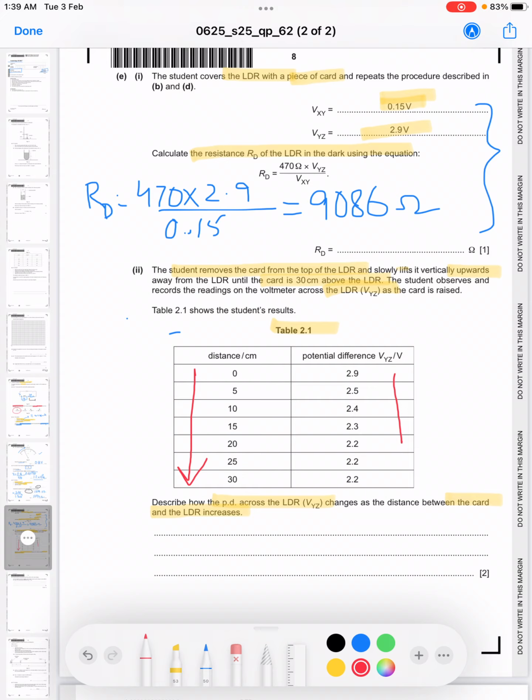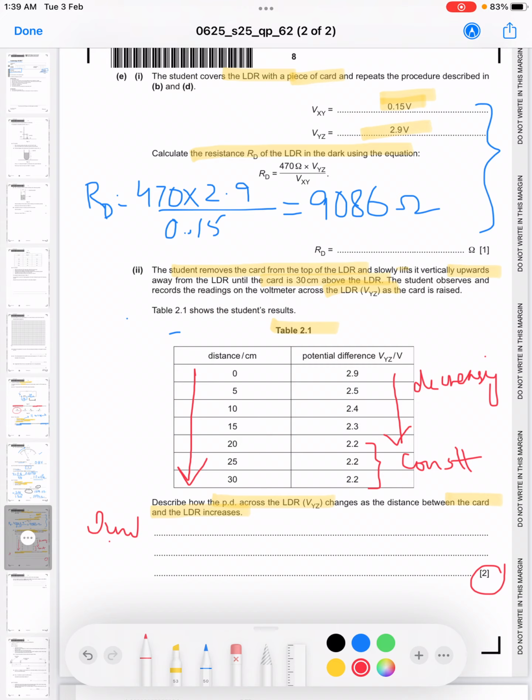But still we have two portions. Up to 90 it is decreasing, but from 92 onward it is constant. This portion is constant and this is decreasing, right? So we will explain this. Initially potential difference decreases. So why it is 2 marks? Because we need to give both the reasons separately and clearly.